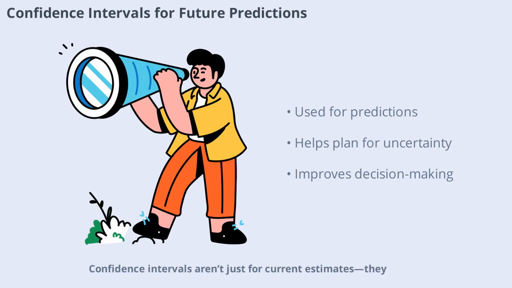Confidence intervals aren't just for current estimates, they can also be used for future predictions. For example, weather forecasts often include a range of possible temperatures. This helps people plan for uncertainty and make better decisions based on the likely range of outcomes.